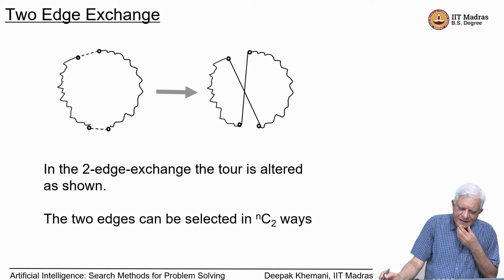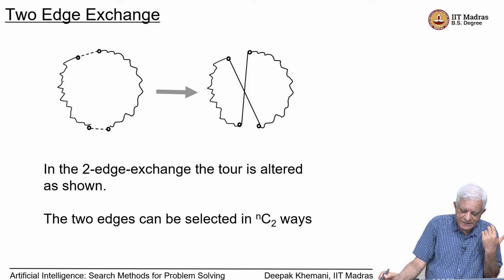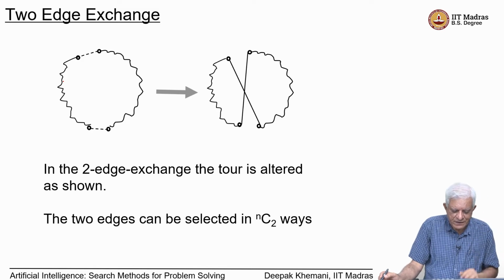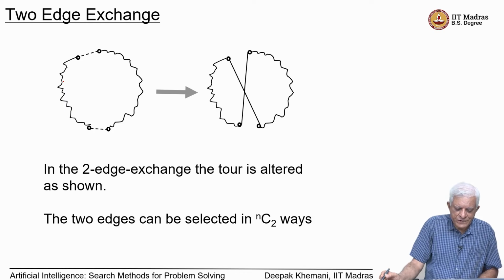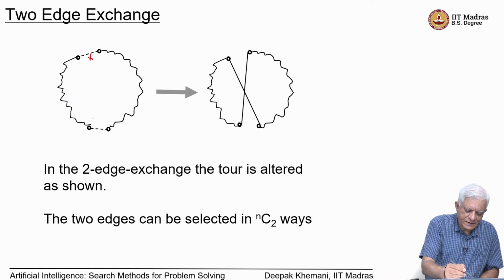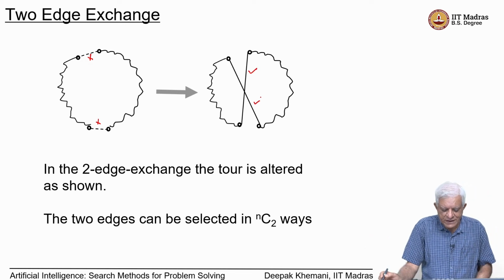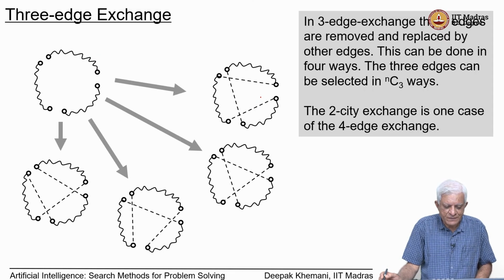Sometimes people prefer edge exchange instead of city exchange. Why is that? Because it is the edge which contributes to the cost of the tour, and maybe if you are using edge exchanges, then you can try to remove longer edges essentially. So, we have removed this edge and we have added this edge and this edge. Yeah. So, we have got a new tour. Again, edges can be selected in NC2 ways.